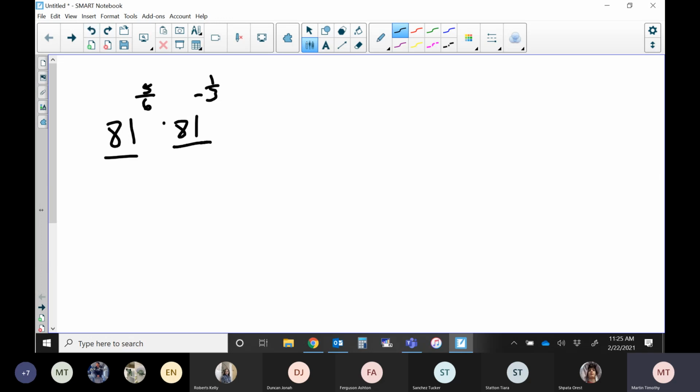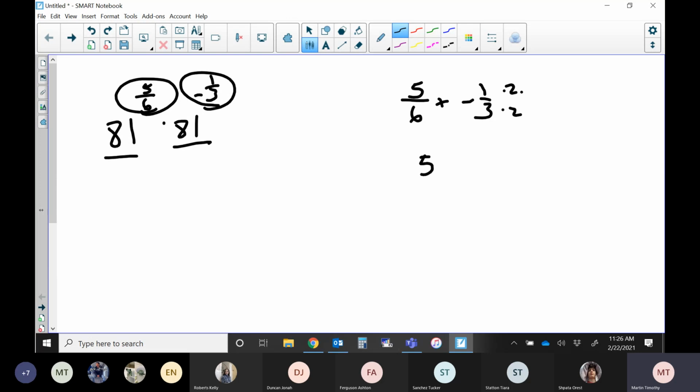All right, so since we have the same base, what was our rule? We're going to add the exponents. I'm okay with you taking this to the side. I'm going to take 5/6 and add it to -1/3, but I'm going to work this problem up and down. I need you to become a 6 because to add fractions, they have to have common denominators. So 5/6 is good, plus -2/6, which is going to turn into 3/6. 3/6 reduces to 1/2.